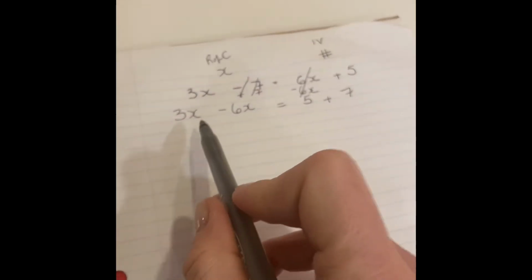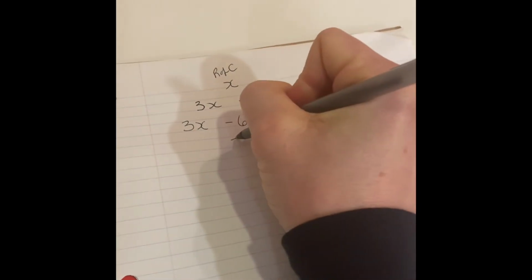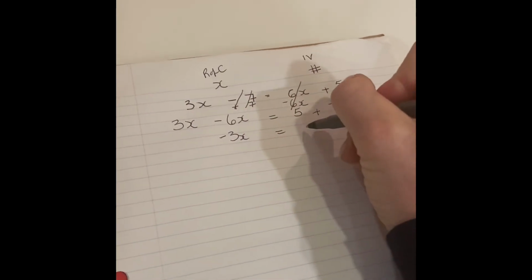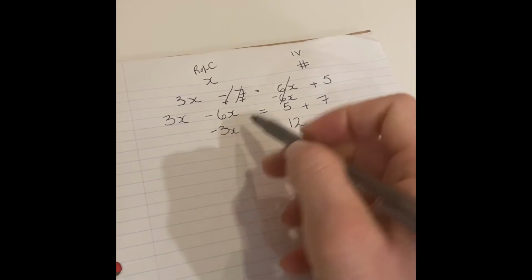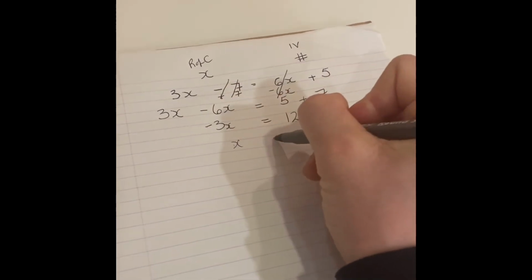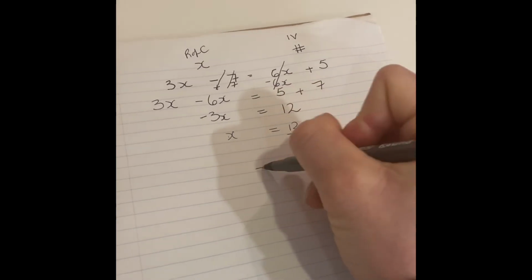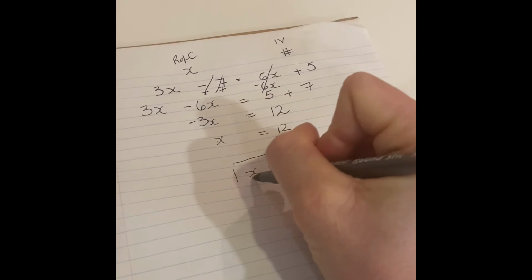So what I have is 3x minus 6x, and that's going to give me -3x, which is equal to 5 plus 7, which gives me 12. And then I need to divide by -3. 12 divided by -3, my x is equal to -4. That's when they are the same.